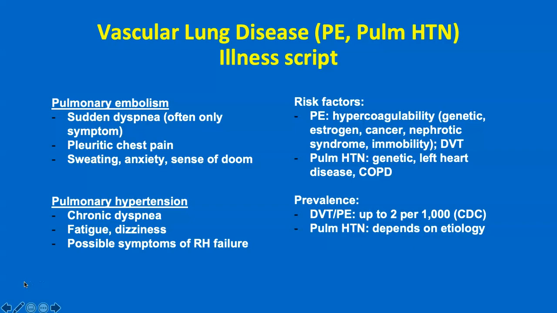a large pulmonary embolism. Compared to pulmonary hypertension, this tends to be more chronic dyspnea associated with fatigue and dizziness due to that high pressure in the pulmonary vasculature. That pressure can back up to the right heart, and you can see the symptoms of right heart failure that we talked about in some of the other illness scripts.